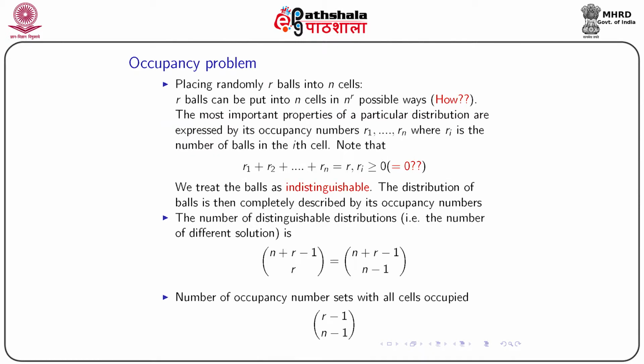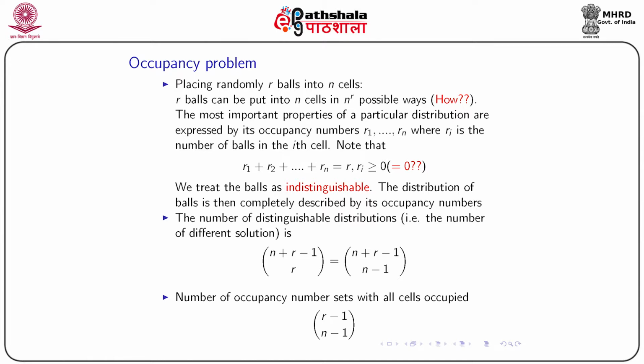Now we will come to the occupancy problem. Placing randomly r balls into n cells. r balls can be put into n cells in n to the power r possible ways. How? Take the first ball. You can put the first ball into any of these n cells in n ways. Take the second ball. Once again, you can put the ball in any of these n cells in n ways. So for the first 2 balls, you have n squared possible ways. Now take the third ball, then we'll have n cubed possible ways. So in total, if you have r balls, the possible ways can be n to the power r.